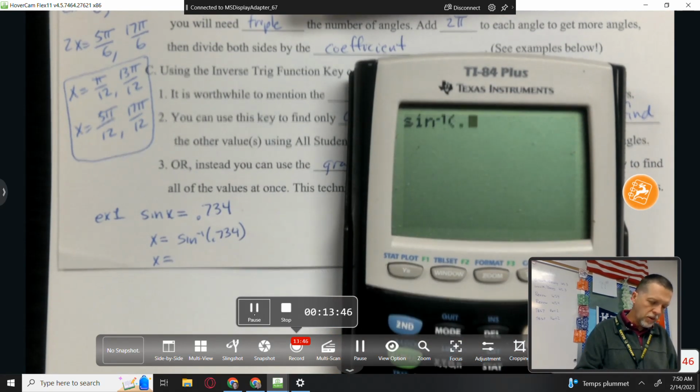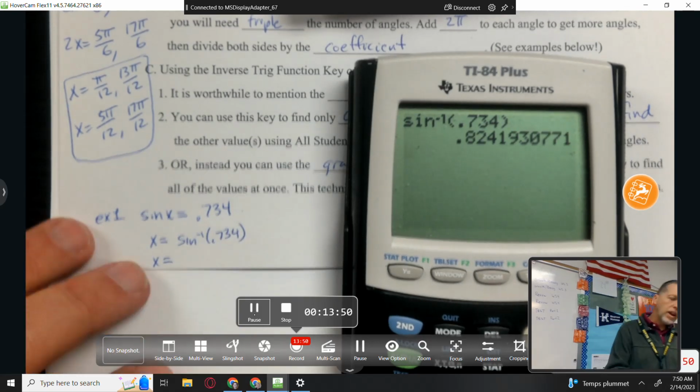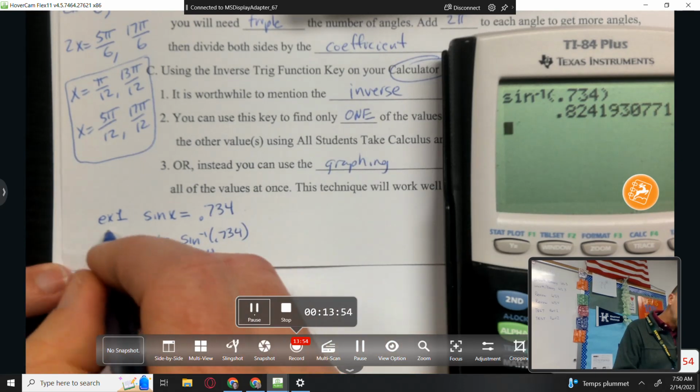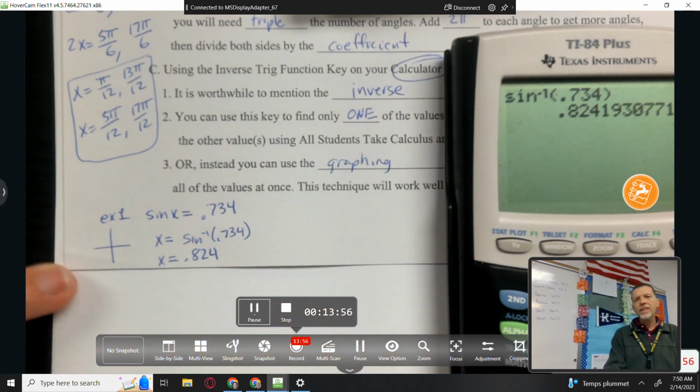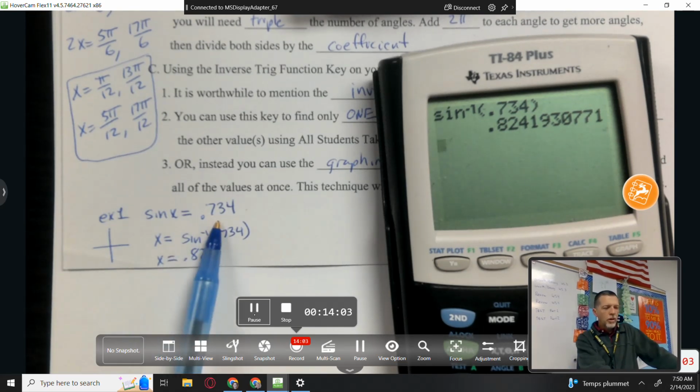Inverse sine 0.734 is 0.824. It's like, okay, that's right, but let's back up a minute here. What quadrants have a positive sine? First and second.